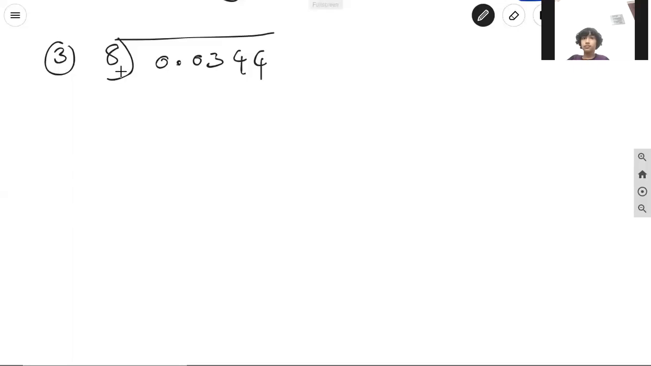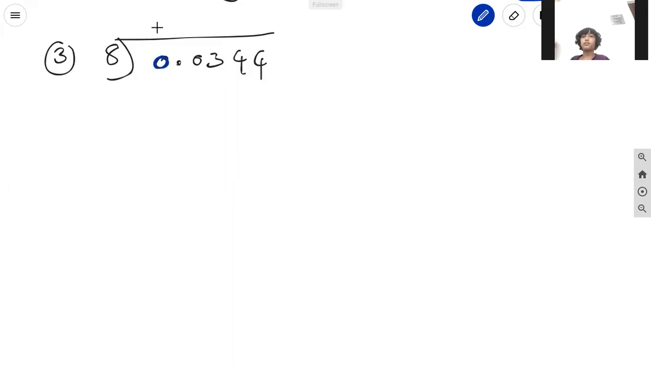I'm taking one problem: 0.0344 divided by 8. How is it done? A decimal number can be divided by a whole number, that is, any natural number. Okay, 8. Here, first of all, we take the whole part.